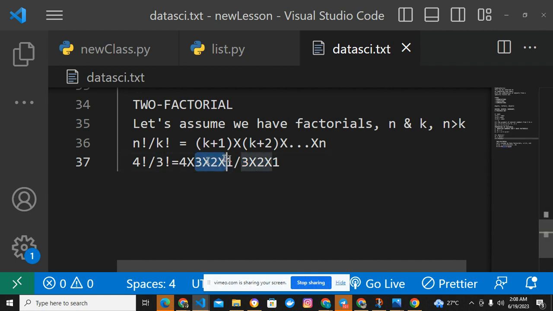So we can cut this 6 divided by what? 6, 1. So 4 times 1 is what? 4. So the answer will give us what? 4. You understand? Now let's use this formula instead of doing it raw.